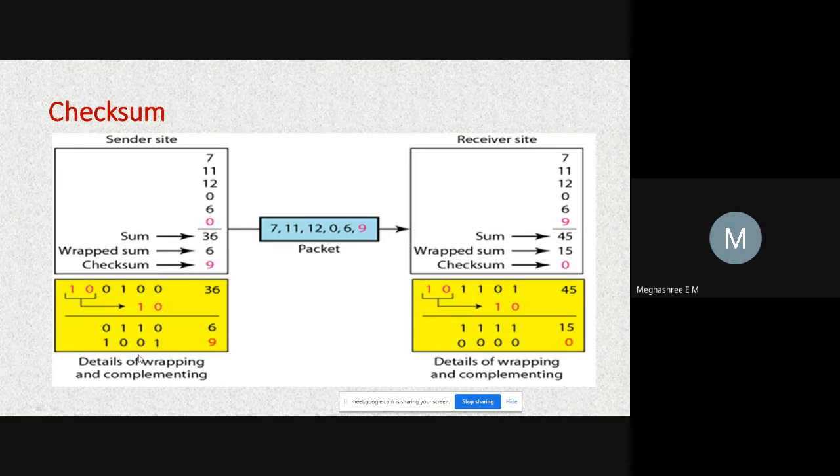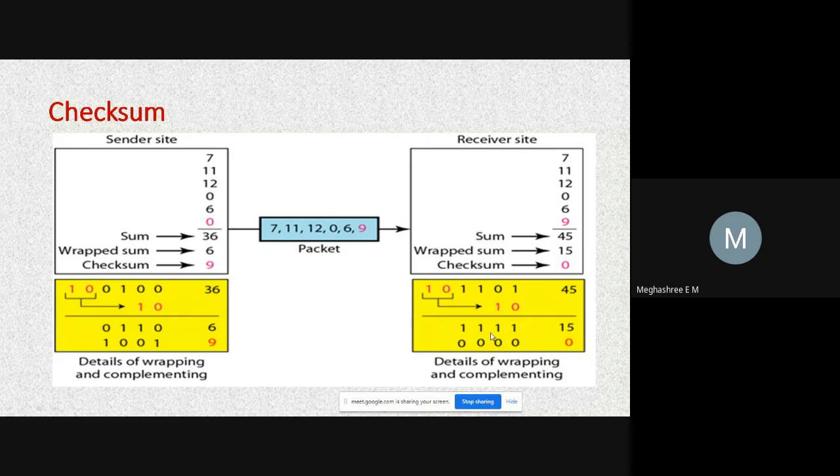If you convert this binary to decimal, the decimal number for this binary is 9. So now I will be sending these 5 numbers and the checksum, that is 9. 36 after wrapping, the sum will be 6, and again you have to complement this, then you will get 9. So I will be sending the 5 numbers 7, 11, 12, 0, 6 and the checksum. So you can see here, along with the data, the checksum is also sent.